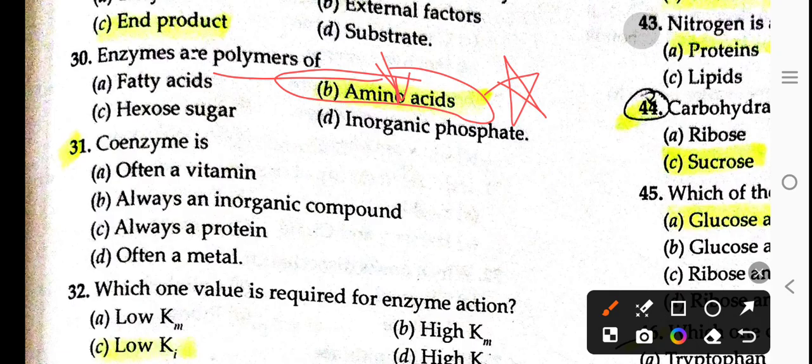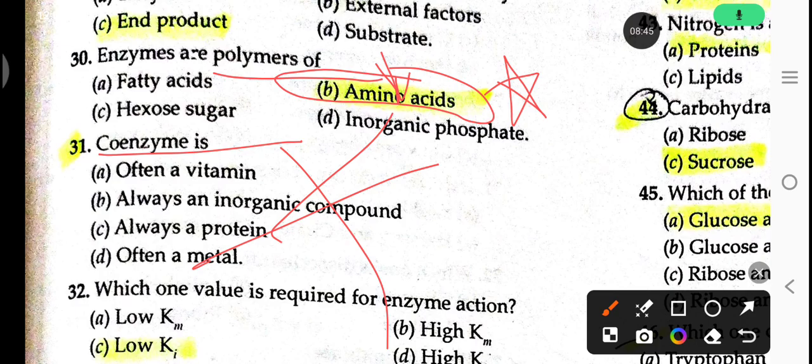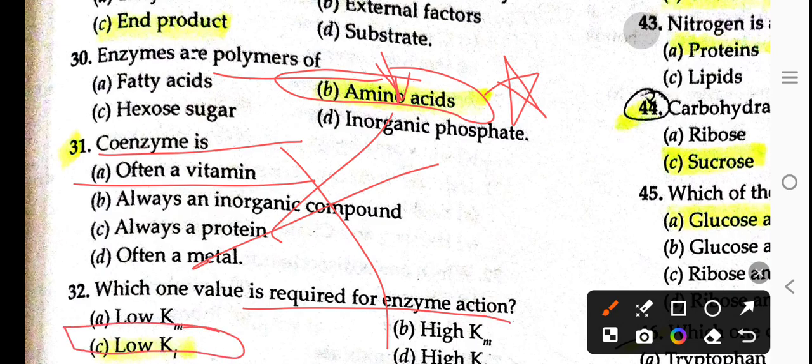Next, a coenzyme is often a vitamin. Next, which Ki value is required for enzyme action? So it is a low Ki value. Option number C is the right answer.